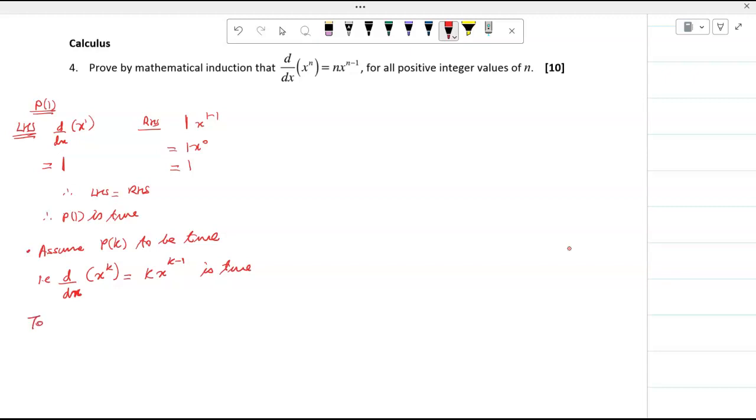And using this, you have to prove that d by dx of x raised to k plus 1 is equal to k plus 1 times x raised to k. Now you are replacing all the k's by k plus 1. Now the proof.